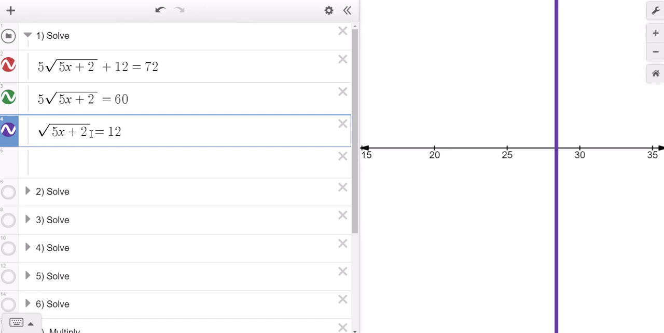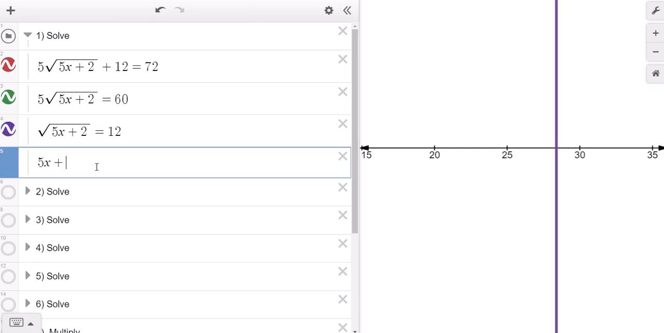Final thing I want to do is say, if I'm taking the square root of something and I'm getting an answer of 12, the square root of 5x plus 2 equals 12, the only way that's true is if this 5x plus 2 is equal to 12 squared, or equal to 144. So you can see I entered the 144 there, and as soon as I did, there's now a black line, right there, converging at the same spot.